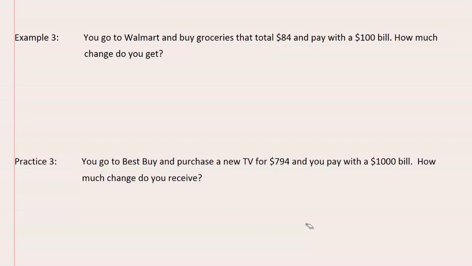So if I go and I buy groceries that cost $84 and I pay with $100, that means I'm going to take the $100 and I'm going to subtract from it or take away the amount I spent on my groceries. And once I do that, the answer I get will be my change or the money I get back. So let's see what I get when I do this.